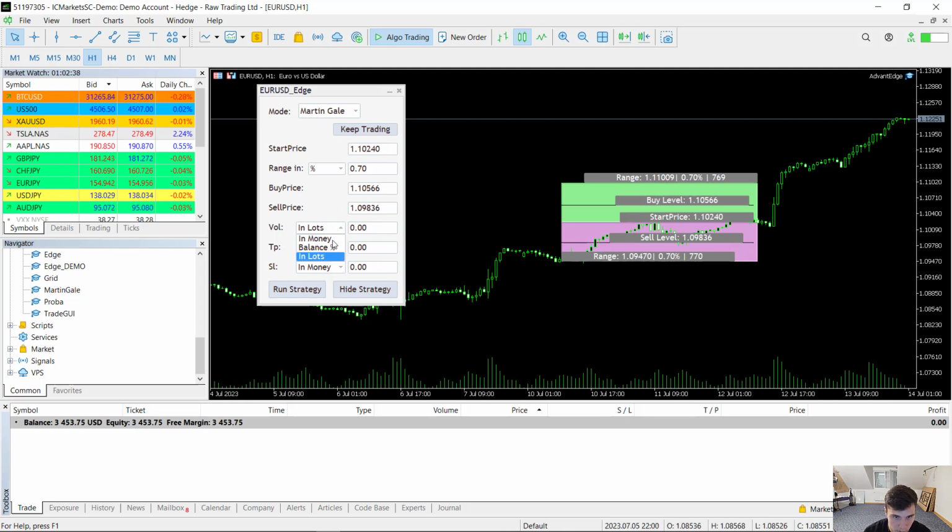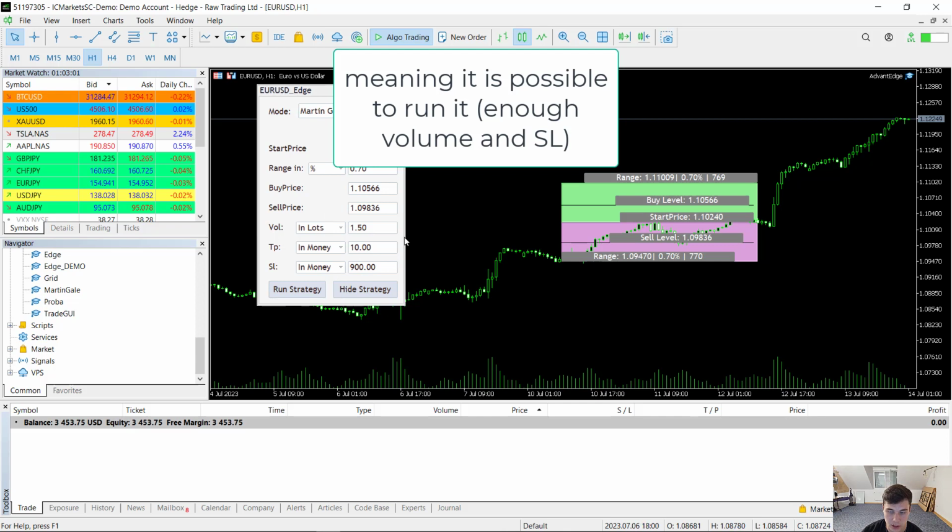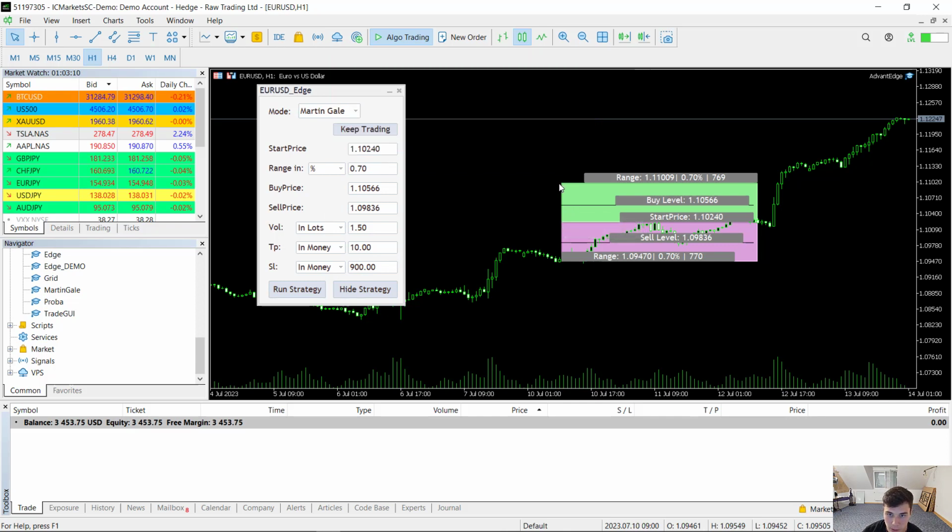First, I'm going to say that I want to trade 1.5 lots. I can convert it to money, but it's 1.5 lots after all. Then I want to say that I want my take profit to be $10 and my stop loss to be $900. So right now, if I click run strategy, hopefully, if it is a valid strategy, it will calculate me a volume for the buy level to be able to close out right here for $10 and a volume for the sell level to be able to close out right here with a profit of $10.